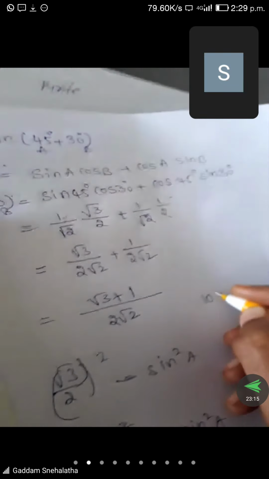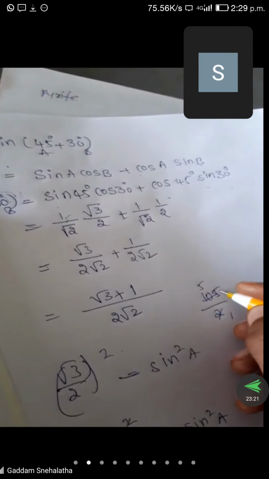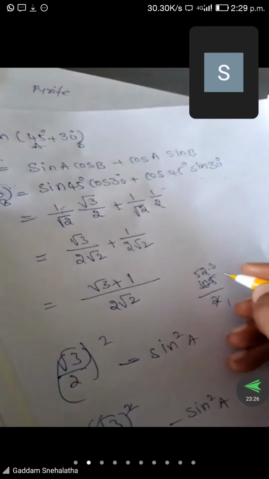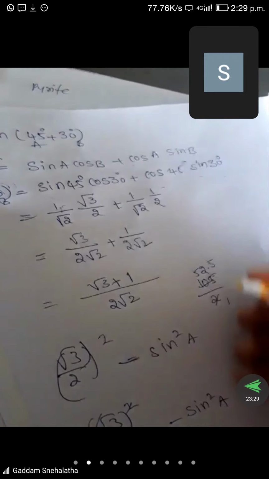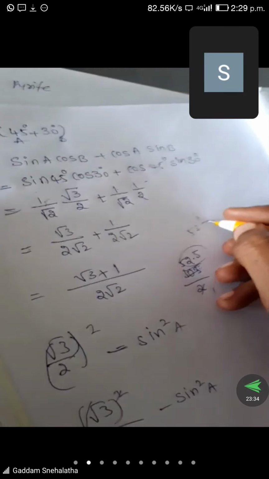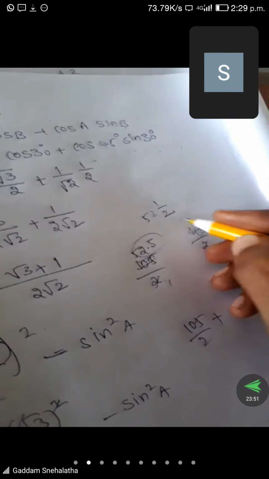So 52 and a half we can write as 105 by 2. Two ones are two, two fives are ten, so the remaining is 5, and two twos are four, so 1 we have, and putting the point we get 52.5. That means 52 and a half, so we can write 105 by 2 like this. So 105 by 2 plus, next, 22 and a half is 45 by 2.